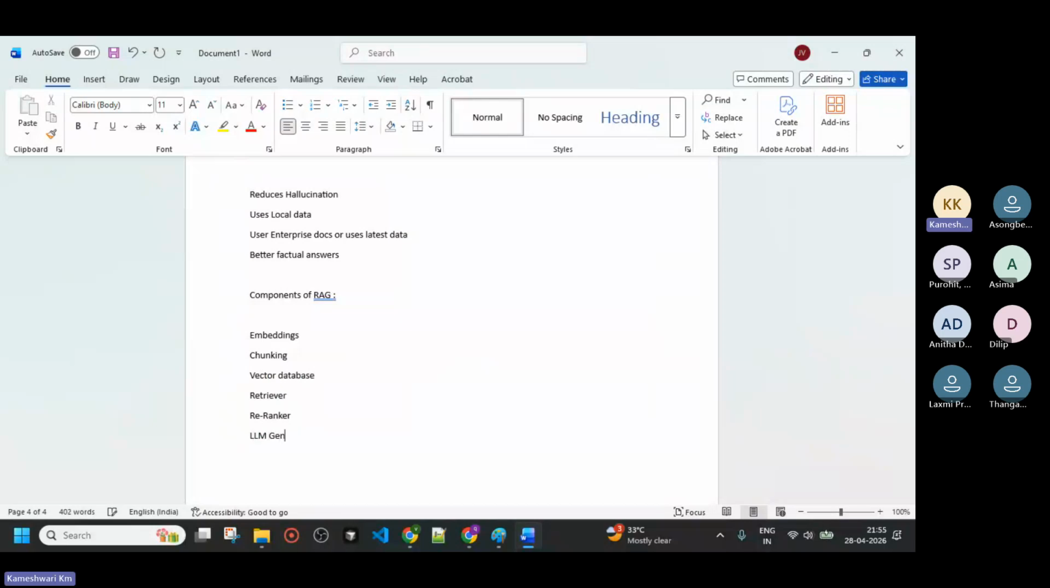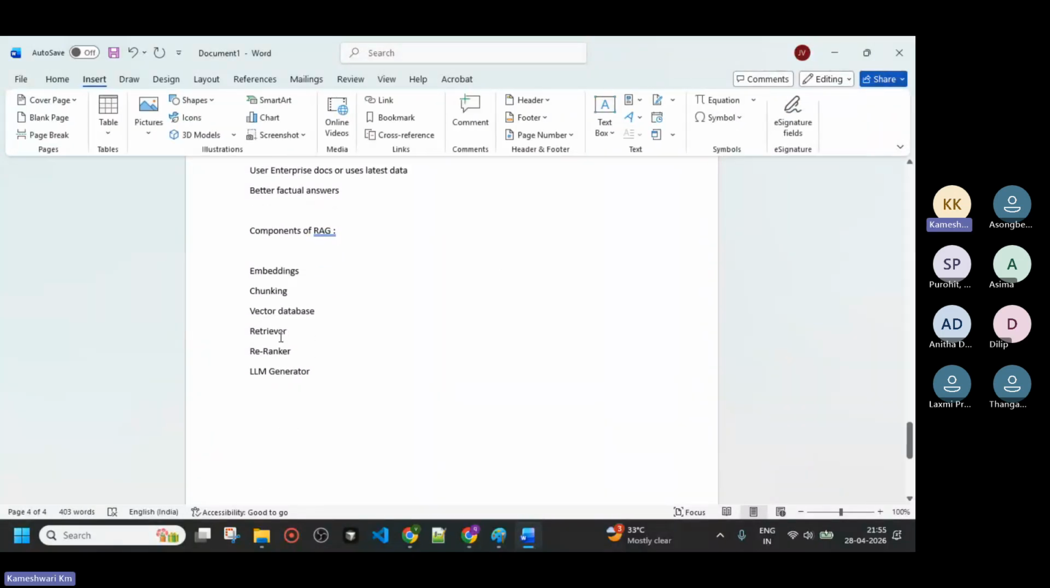And the last one is the LLM generator. This is a series: embedding, chunking, vector database, retriever, re-ranker, and LLM generator. These are the components of RAG.